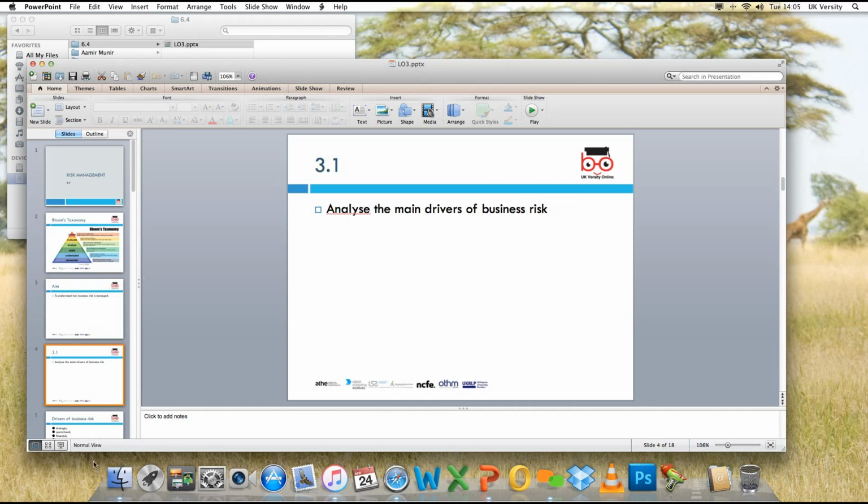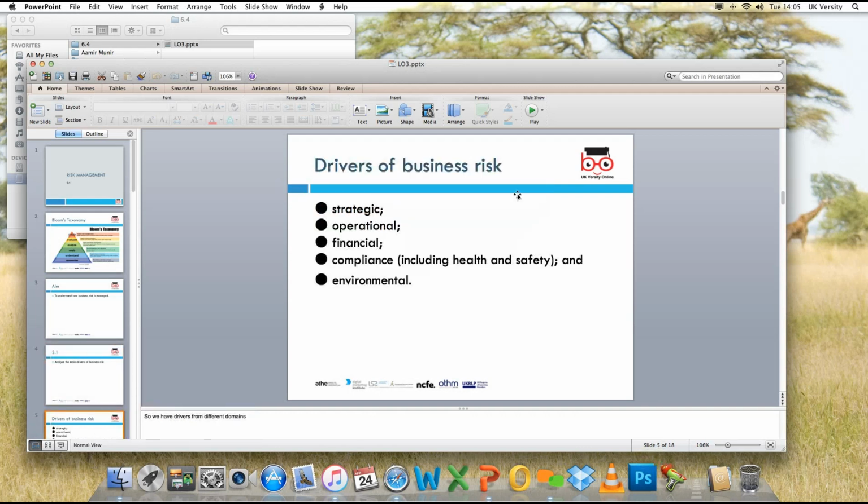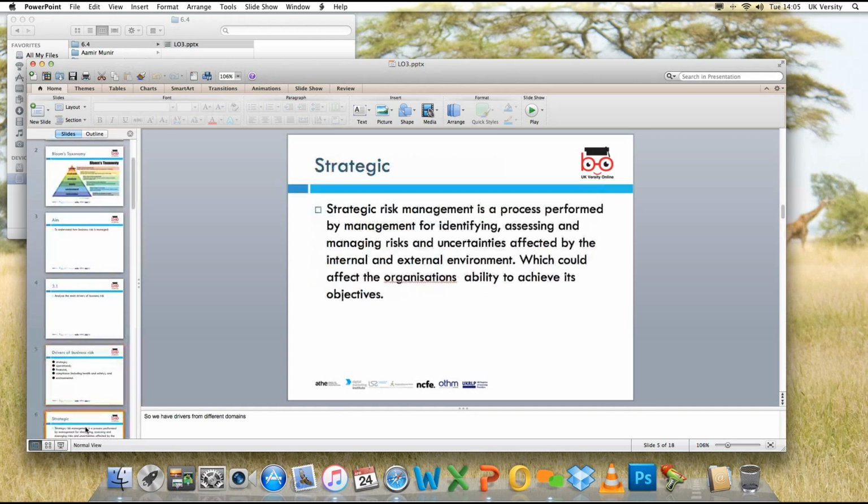So I've put the drivers into headings: strategic, operational, financial, compliance and environmental. So obviously we've got different drivers from different domains. So we first go to the strategic.